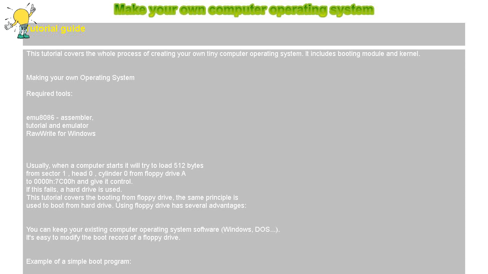512 bytes from sector 1, head 0, cylinder 0, from floppy drive A to 0000:7C00H and give it control. If this fails, a hard drive is used. This tutorial covers booting from a floppy drive. The same principle is used to boot from a hard drive.